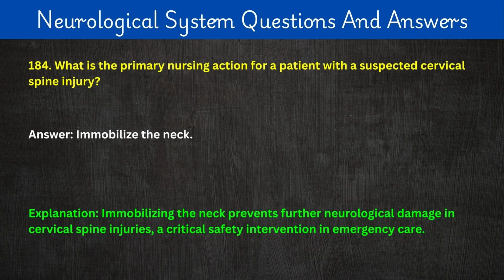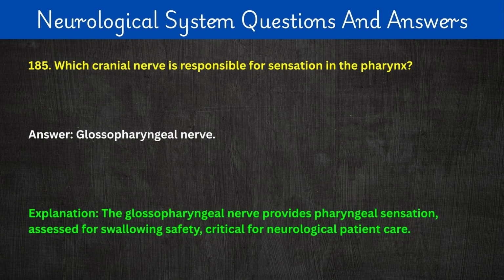184. What is the primary nursing action for a patient with a suspected cervical spine injury? Answer: immobilize the neck. Explanation: immobilizing the neck prevents further neurological damage in cervical spine injuries, a critical safety intervention in emergency care. 185. Which cranial nerve is responsible for sensation in the pharynx?